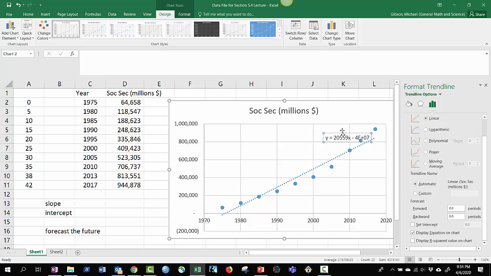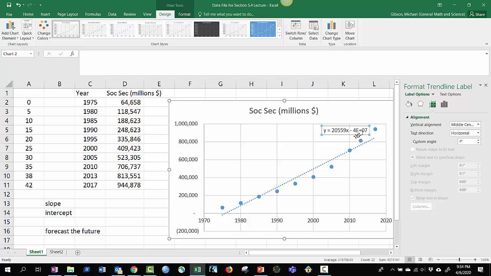Actually, you can grab this and drag it up a little bit if you want. I'm not sure why, but it always makes them so that it overlaps with the points. Now here's our equation in slope-intercept form. Y equals 20559x minus 4.0E+07. That's scientific notation, so this is really minus 40 million. Well, that's the slope, and that's the y-intercept, right, of minus 40 million.